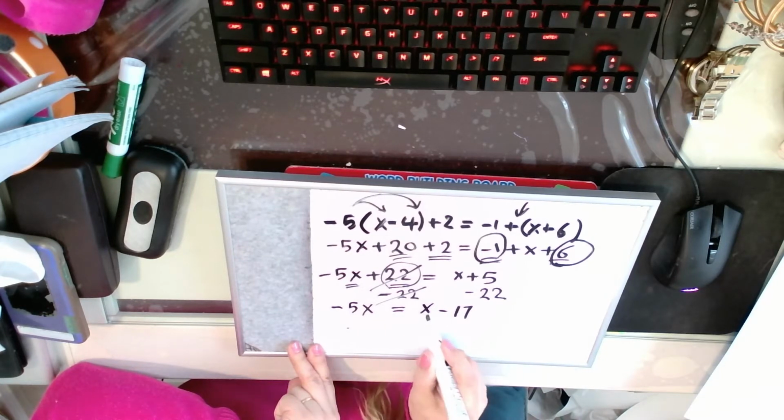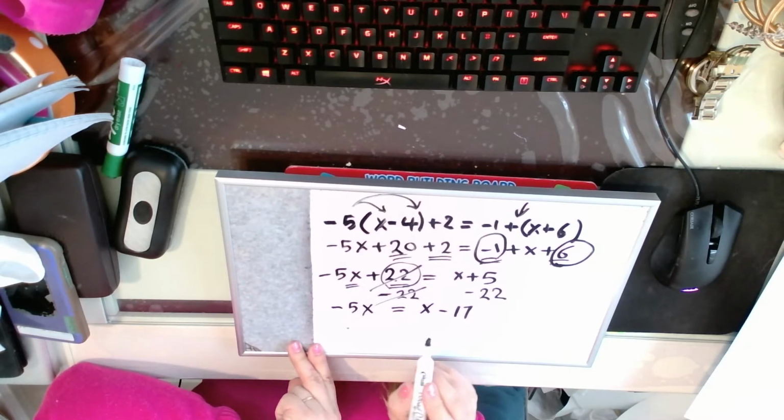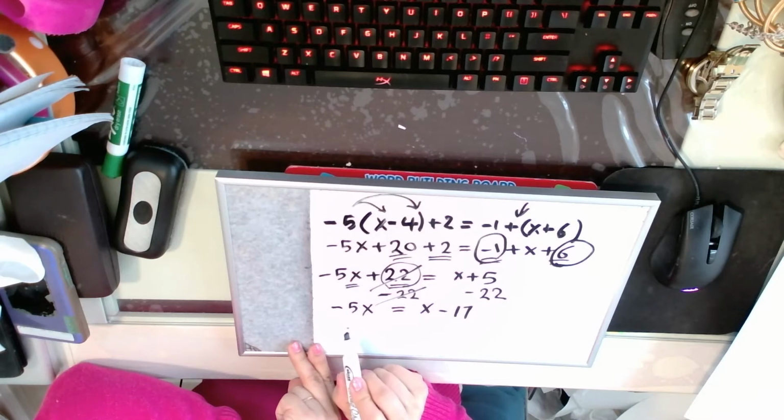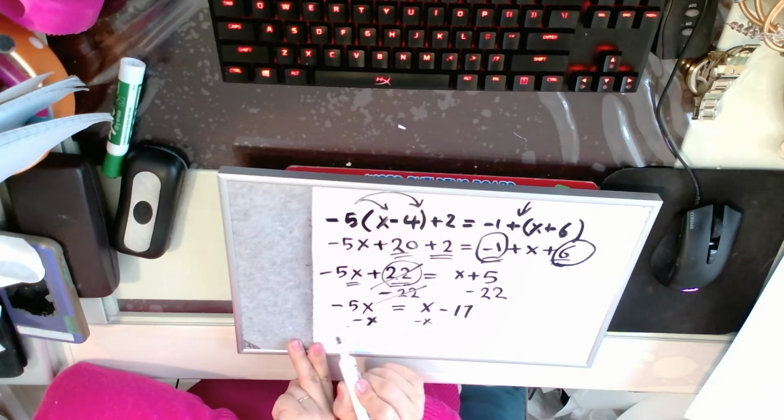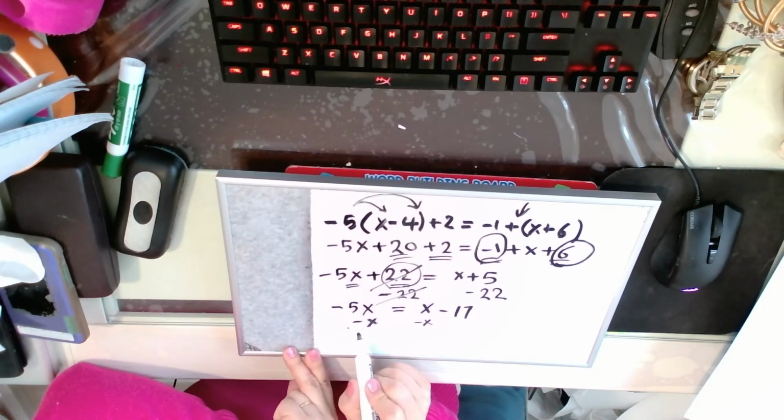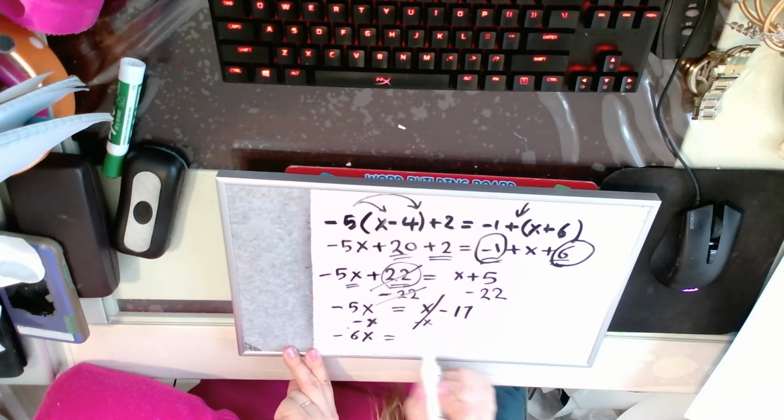You can move it by changing its sign, but you can also just subtract x from both sides. So it's going to be minus 5, minus 5x minus 1x, it's minus 6x, right? And this one is going to go with minus 17.